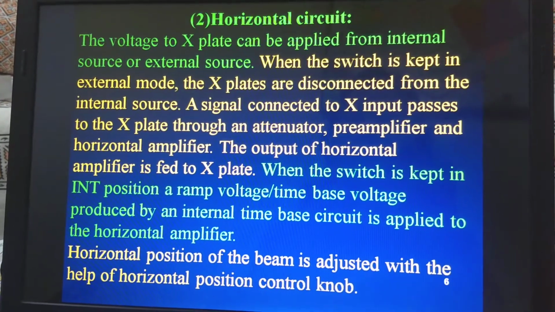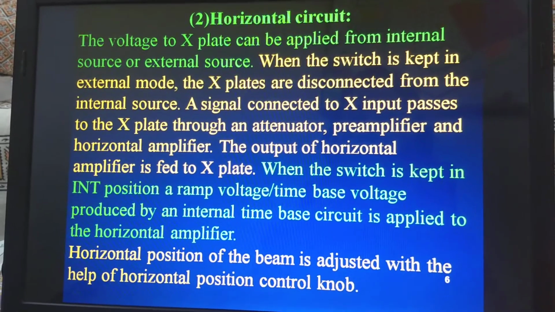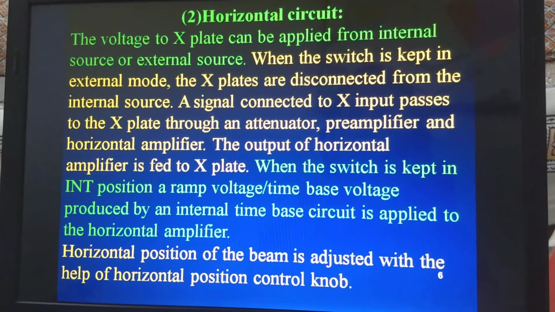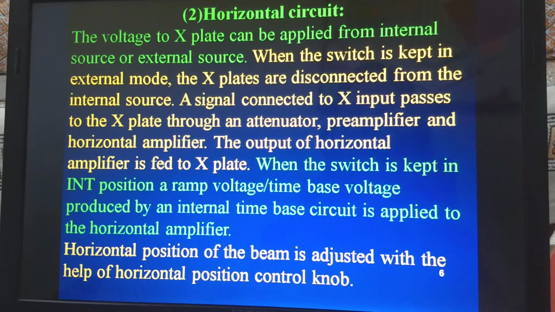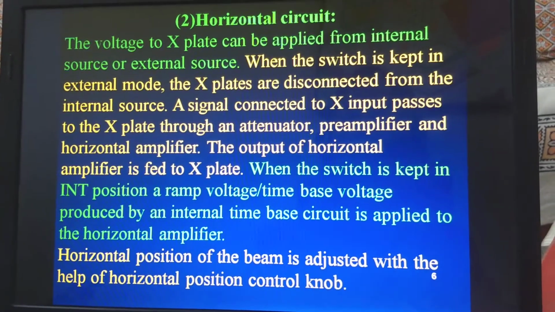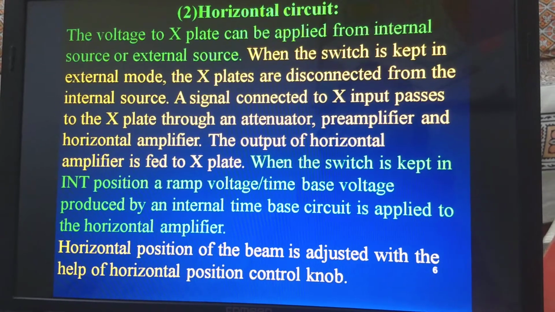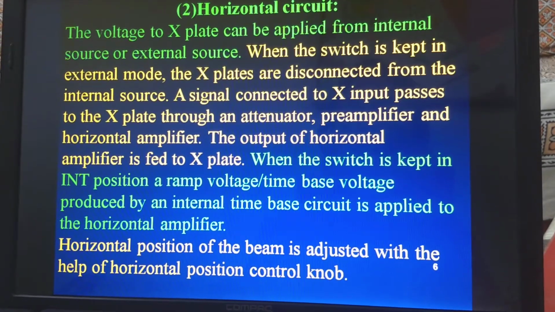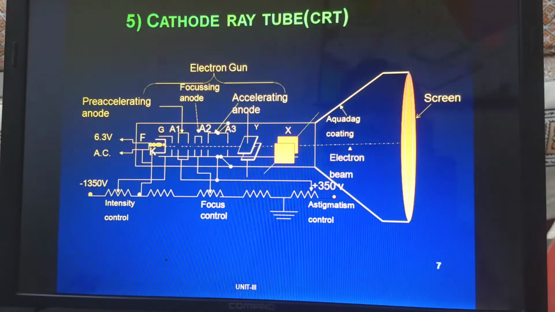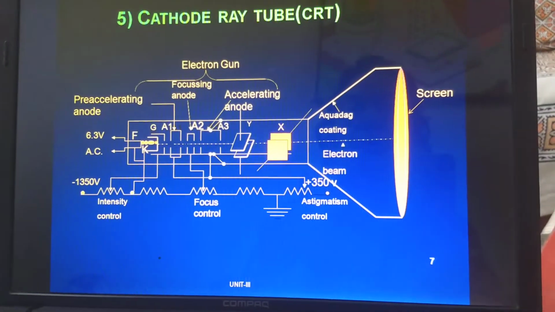When the switch is kept in INT position, then the ramp voltage, also known as time-base voltage, produced by the time-base circuit is applied to the horizontal amplifier, and the horizontal position of the beam is adjusted with the help of the horizontal position control knob.